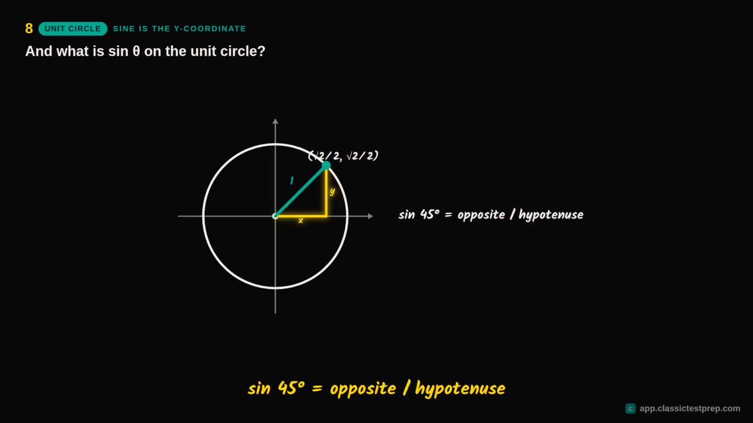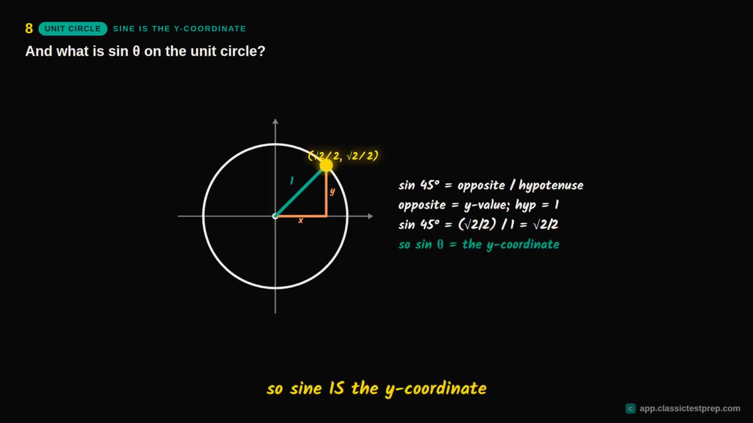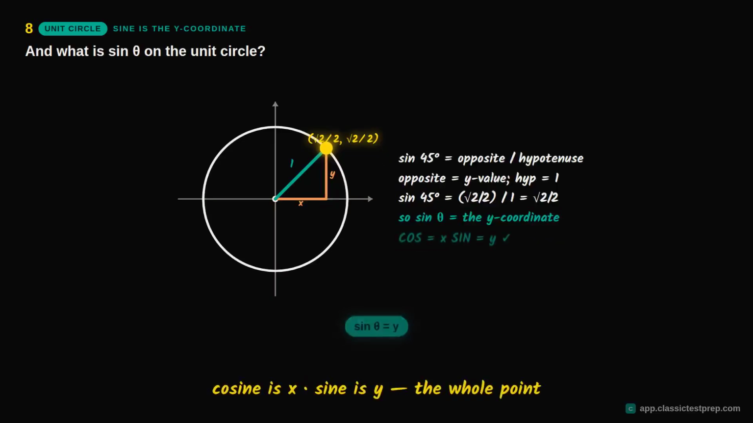And believe it or not, this is actually super helpful. What is sine of theta? Well, that's just the opposite side over the hypotenuse, but the opposite side is just the y value, how far up we have gone. And so the y value in the unit circle is the sine value.